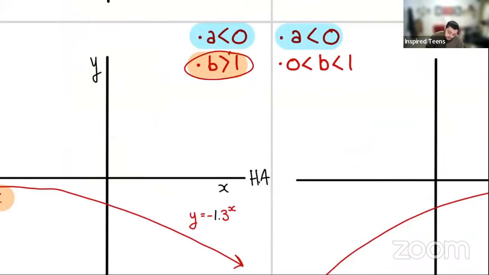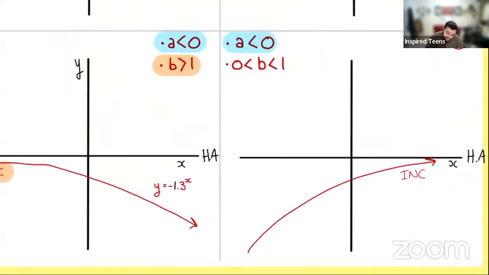So you might say, how? The function is negative 3. How is B greater than 1? Because A is negative 1 and B is 3. That's how we get negative 3. So B is greater than 1. So that means it's below and decreasing.